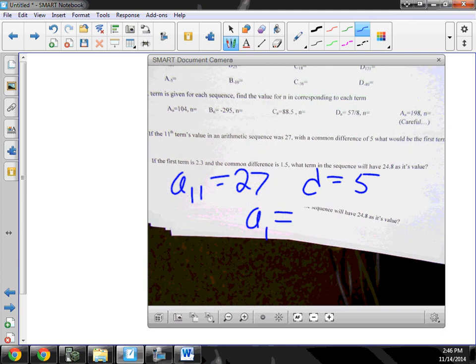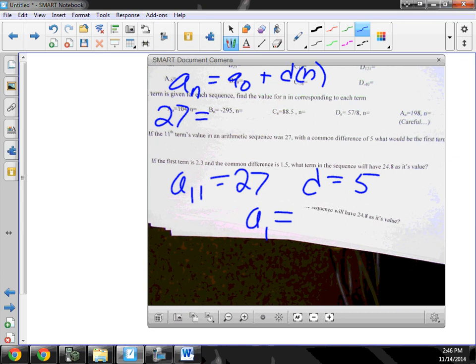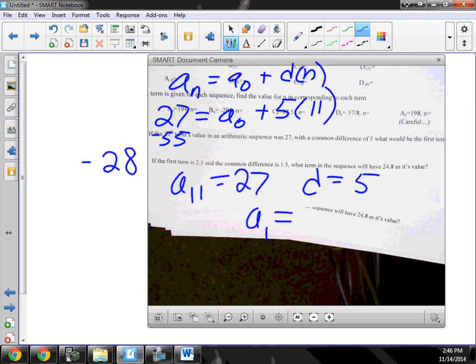Well, I could write it out in the formula. A sub n equals A sub 0 plus D times n. What do I know in that formula? I know n, I know D. I know A sub n, which is A sub 11, which is 27. So this is 27 equals A sub 0 plus 5 times 11. So the easy way to solve that is just subtract 55 and you get negative 28. Alexa, what do you think?